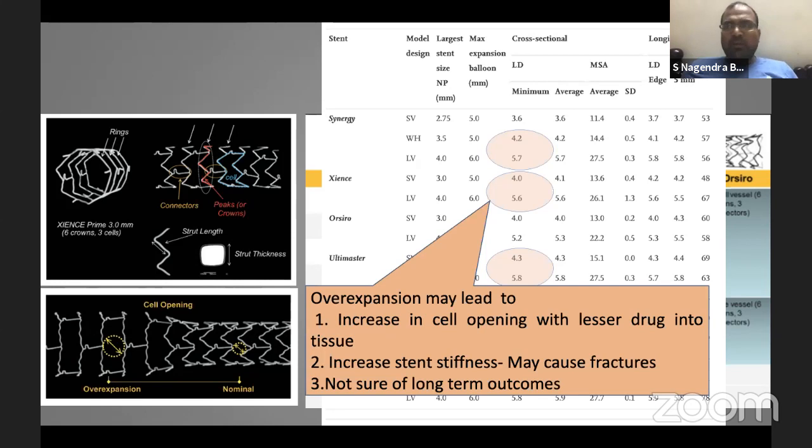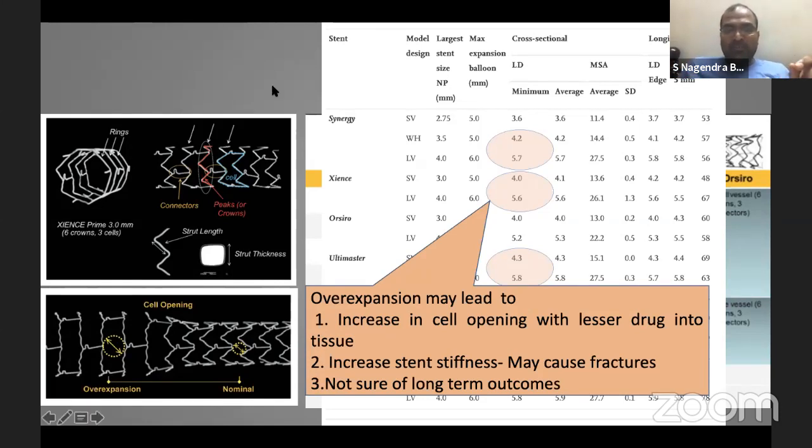Most people have discussed under expansion. Under expansion goes with stent thrombosis, in-stent restenosis, and even more MACE. But many of these companies don't discuss the problems that can happen with over expansion. What are the presumed problems with over expansion? I already told you: stents which are flexible will become very tensile, so stent fracture can happen.